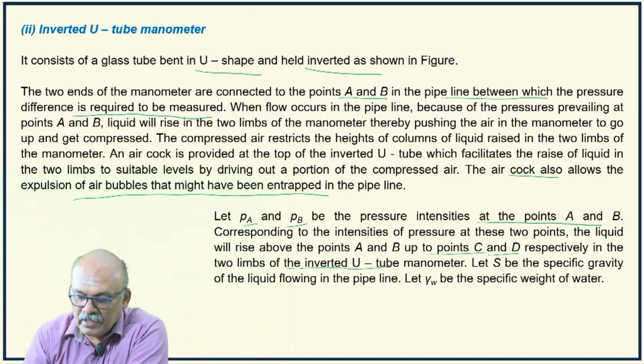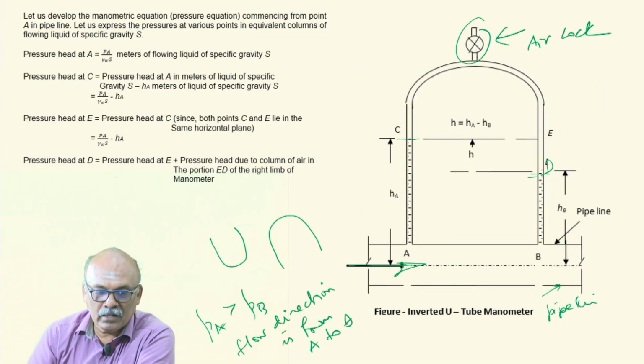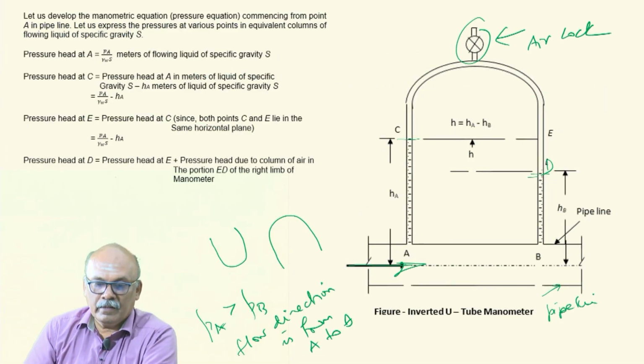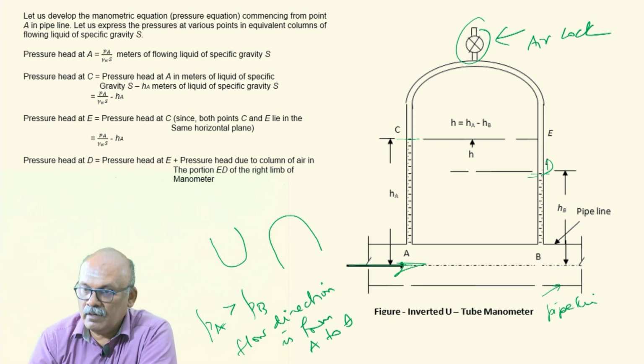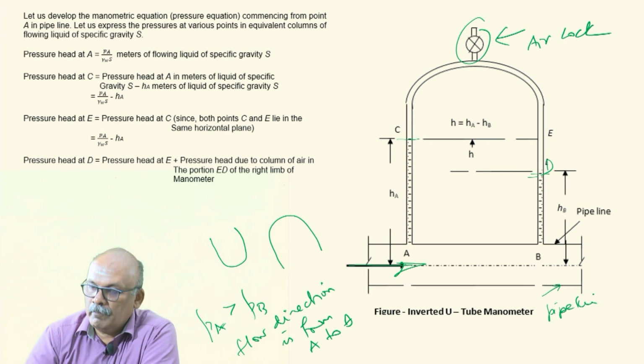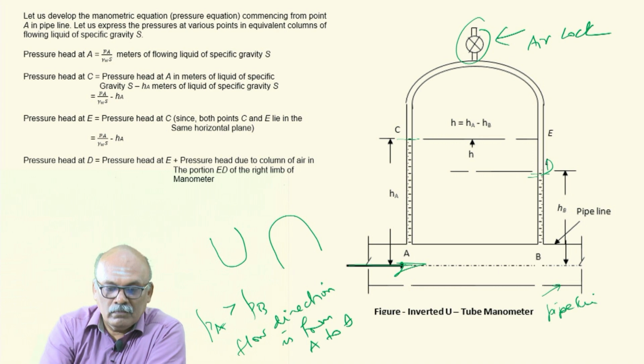In the two limbs of the inverted U tube manometer. So if S is the specific gravity of the liquid flowing in the pipeline and gamma W is the specific weight of water, then you can develop the manometric equation, that is the pressure equation commencing from point A. So let us start from A and go along the manometer, left limb and then right limb, and come back to point B. So let us go step by step.